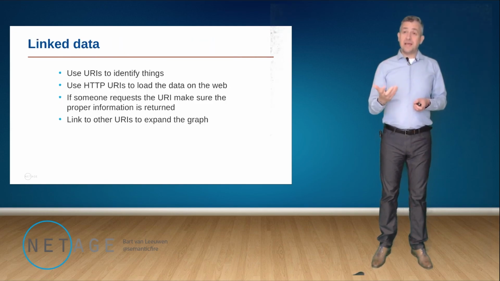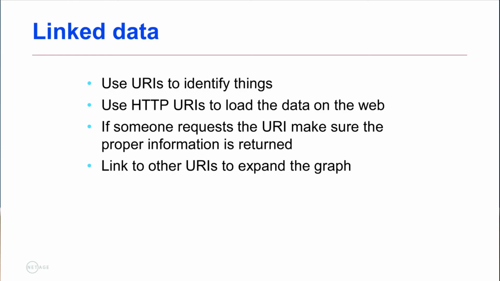So what does linked data actually do? We use URIs to identify things, and we did that in our example. We use HTTP URIs to be able to load this data from the web. That's what I said in the middle column. If you put these predicates, these vocabularies, on the web, people can click on these links and find what the predicates actually mean.